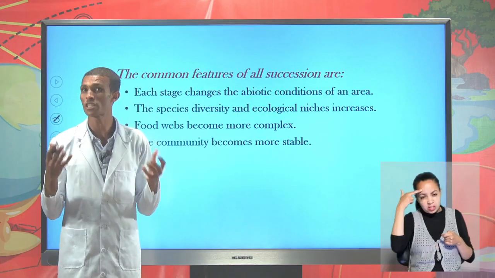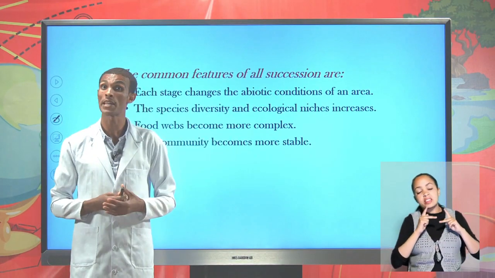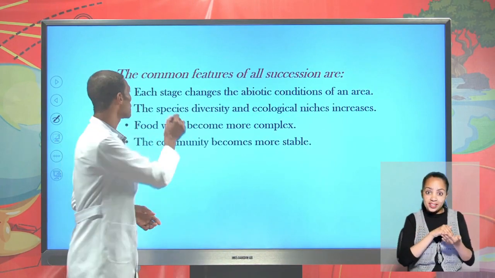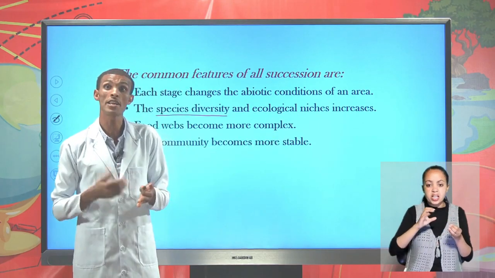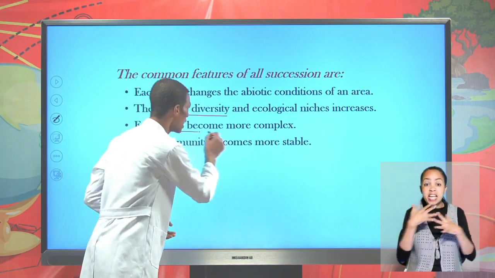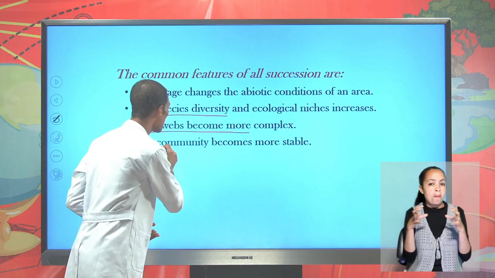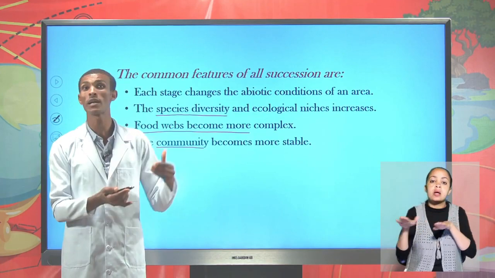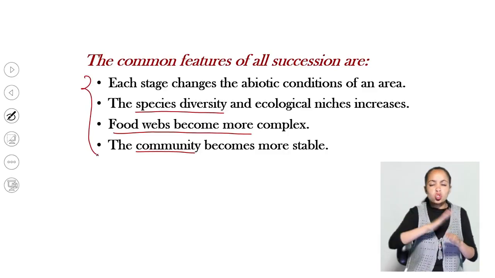Well then, students, the stages of succession. Each stage of succession changes the physical factors of an area for the next stage that will invade. Species diversity of the area becomes more complex, and the ecological niches and feeding interactions, including food webs and food chains, become more complex. Finally, the community becomes climax and more stable, not easily vulnerable to other environmental factors. This is the common feature that all successions share.